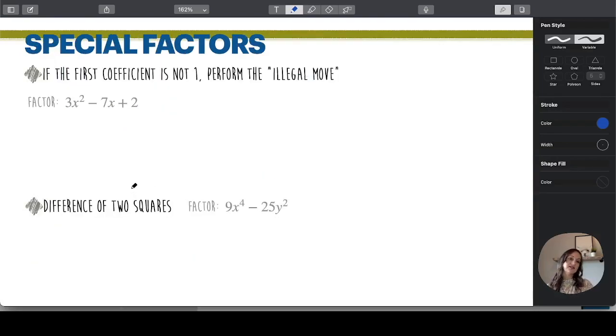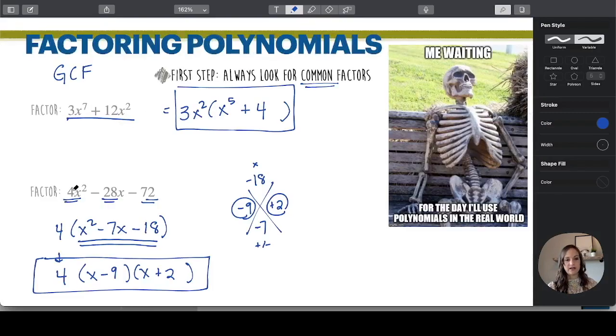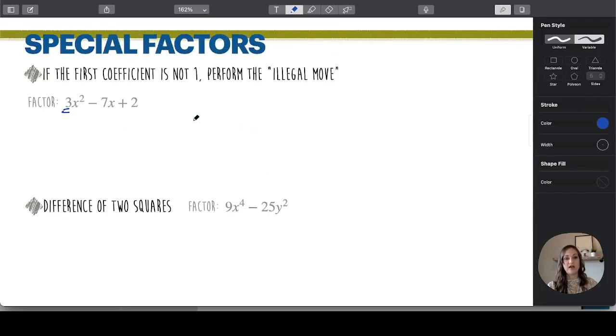Now, there's also things that are called special factors that have been discussed in the past, that anytime you have a number in front and you cannot factor it out completely like we did here. We had a number in front, but we were able to factor it out. If you have a number in front that cannot be factored out, you would perform the illegal move. So just as a recap, to do the illegal move, step 1, multiply the first times last. 3 times 2 is 6.